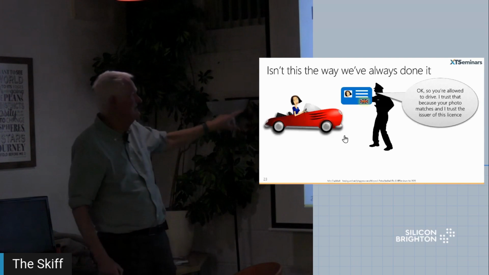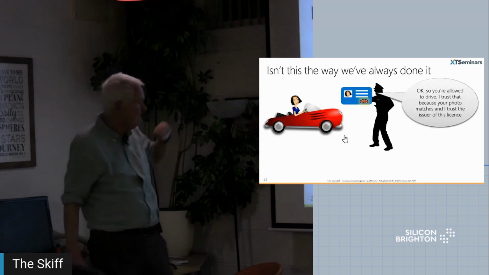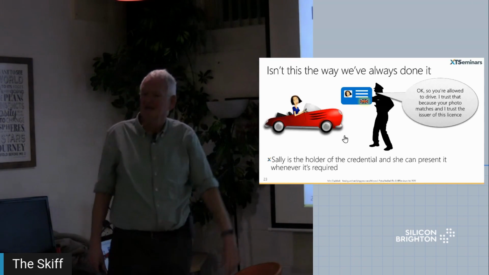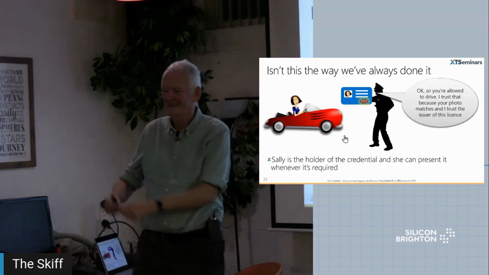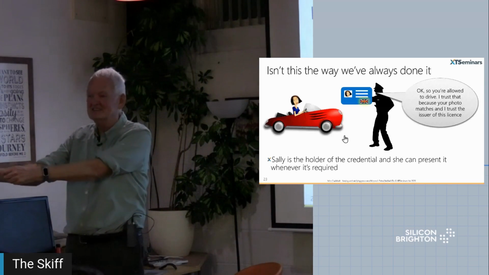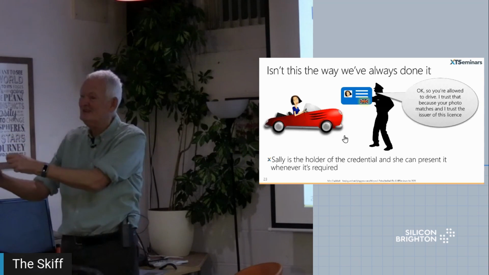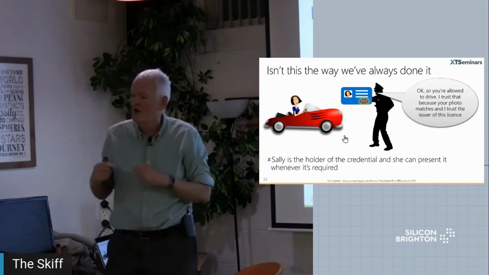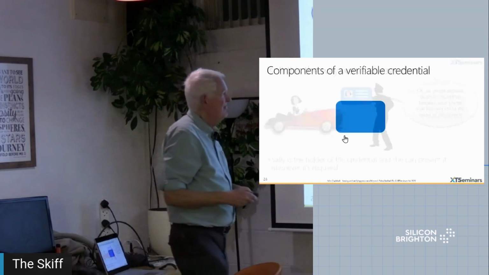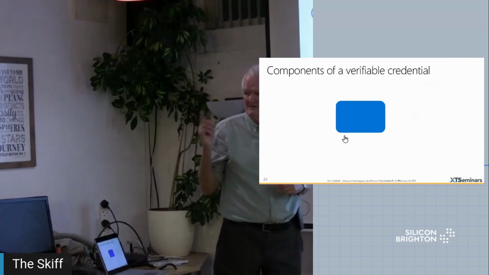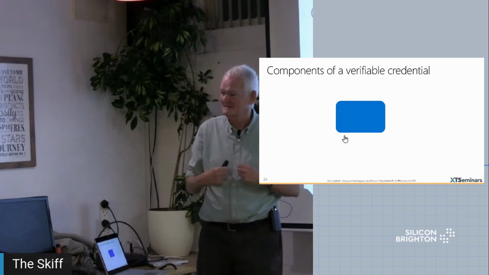Now the beauty of this is Sally holds that card in her wallet and she can present it under all sorts of different circumstances. Yes, I'm a driver. Yes, I'm over 18, I can get into this nightclub. Or maybe over 21, whatever you need to be. So you can present that whenever it's needed. That's how it's been done for years and years. You're a doctor, you might have a little card to prove it.